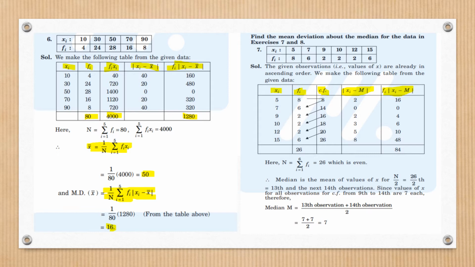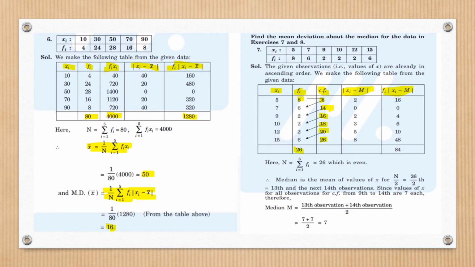So the cumulative frequency is like this: the first one is same as 8. The second one will be 8 plus 6, that is 14. Next is 14 plus 2, that is 16. 16 plus 2 is 18. 18 plus 2 is 20, and 20 plus 6 is 26. The sum of fi is 26, right?